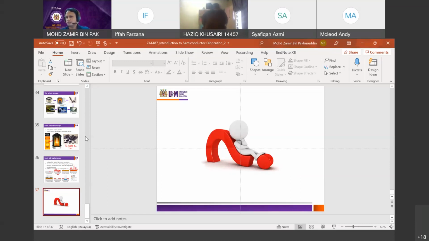If I'm not mistaken, Cadence. C-A-D-E-N-C-E. I believe there are a few more platforms that they use to do the design. And industry pun mungkin ada multiple platforms juga to do the design. So if you talk about the design, then it's mainly design the circuit. Dia tak ada duduk dalam fab.